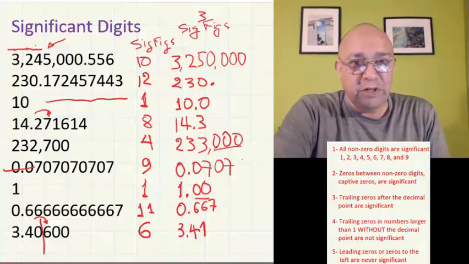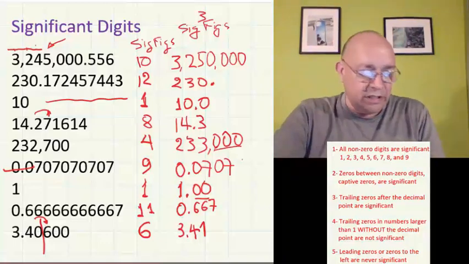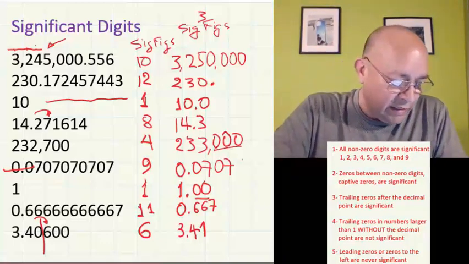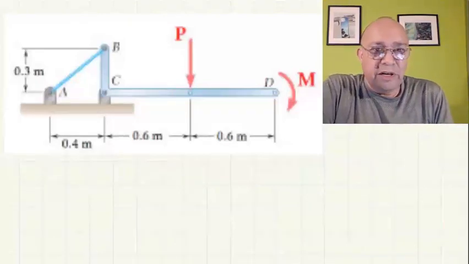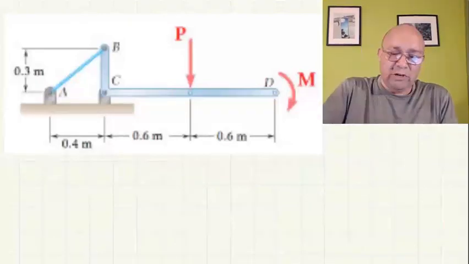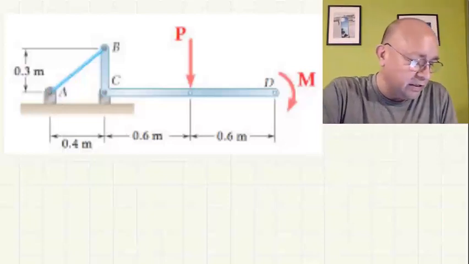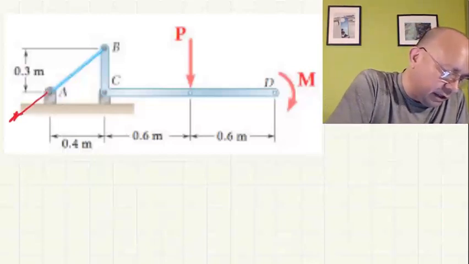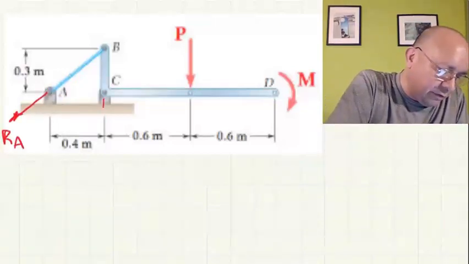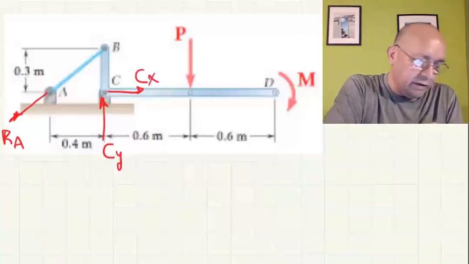Now let's see how this will affect the way you present your quizzes during this course. Let's say, for example, I give you in a quiz this problem and you have to calculate the reactions on this structure that you have there. Let's say you have to calculate the reaction at A, the vertical reaction at C, and the horizontal reaction at C.